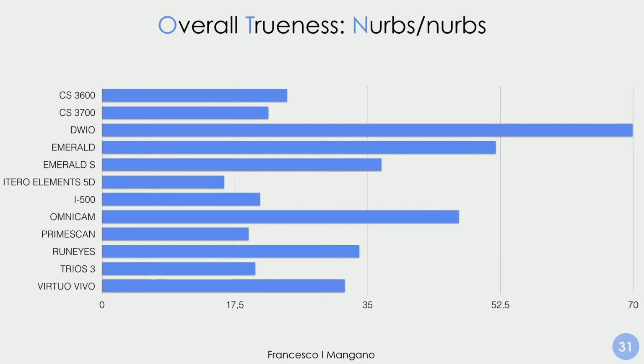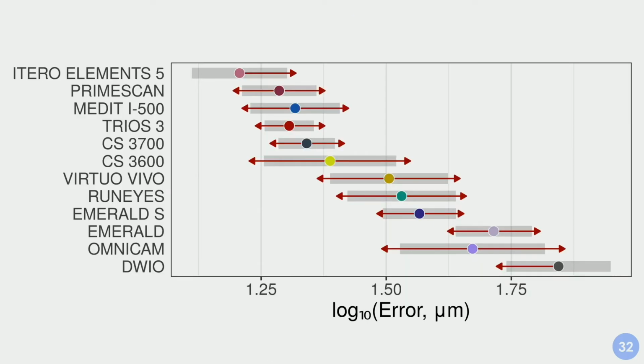Here is the representation for the NURBS-to-NURBS. More or less the results are similar, but it is very interesting that one scanner is below 20 micron error in the full arch as a mean. In this case, iTero Elements 5D, and then we have all the other best scanners following it with very little differences. And as you can see, we have 3 groups of scanners, and the first group is composed of iTero Elements, PrimeScan, Trios, and the 2 Carestream scanners that perform much better than the others, also on the logarithmic scale, as we can see here.